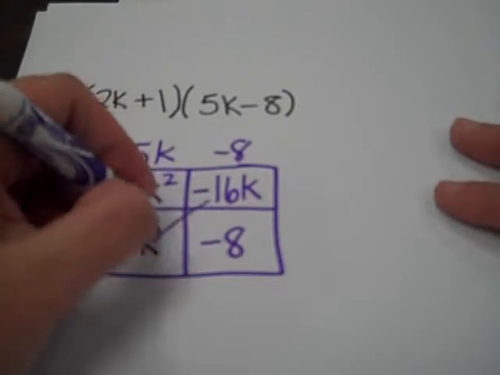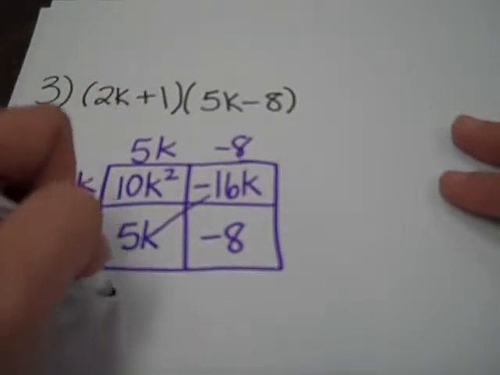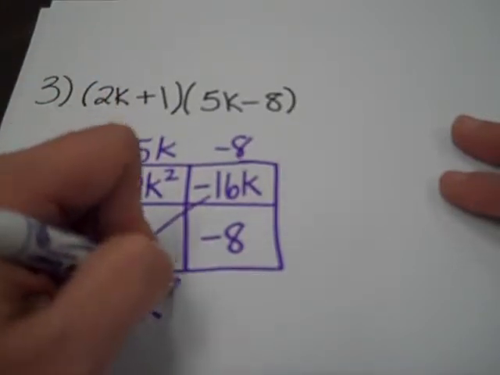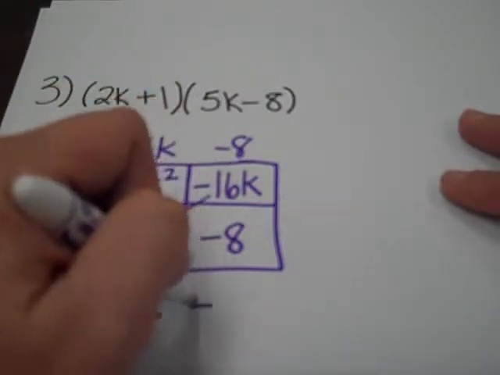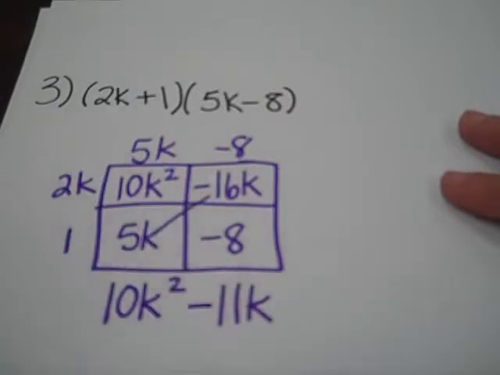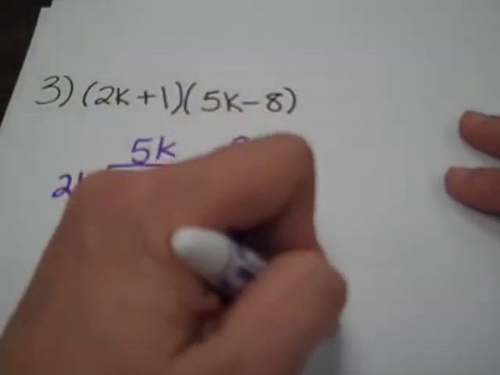I have like terms right here. Okay, I have 10k squared. 5k minus 16k is negative 11k. And then I have my negative 8.